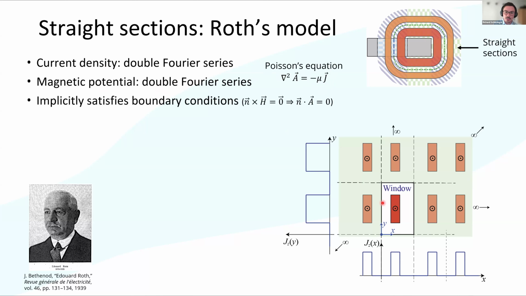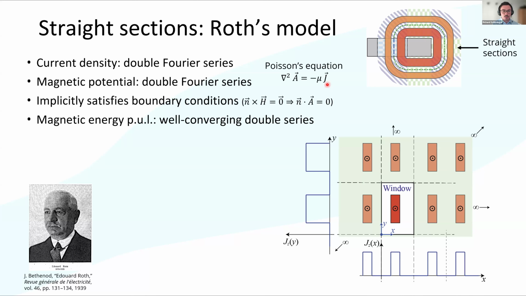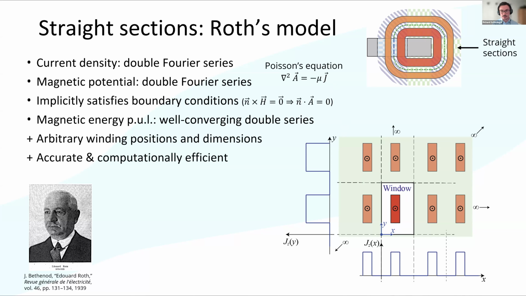Specifically, this means that the magnetic field has no tangential component at the boundary, meaning that it can only be completely orthogonal. The magnetic energy per unit length, we can then derive from those two fields, and we get a well-converging double series for the magnetic energy. The good thing about the model is that the winding positions and dimensions can be completely arbitrary, and it is also accurate and computationally efficient.